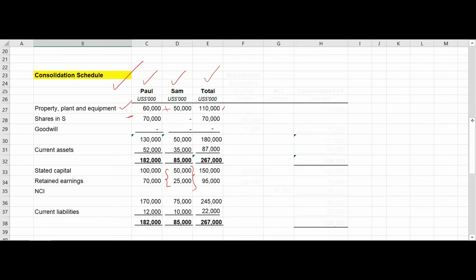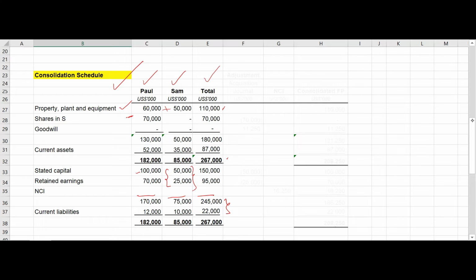Current assets 52 plus 70, 35 will be 87,000. So total will be 267,000. Then stated capital or the share capital of the parent is 100 and Sam company 50, 150. Retained earnings 70 plus 25, 95,000. Then the current liability is 12,000 plus 10,000 will be 22,000. So the share capital plus retained earnings plus the current liability will be 267,000. So this is the combined financial position.